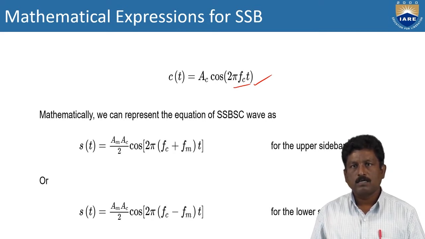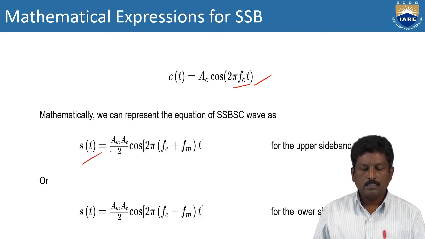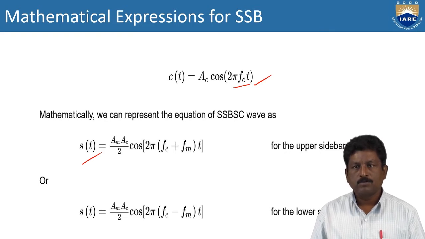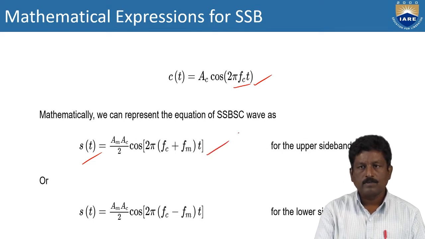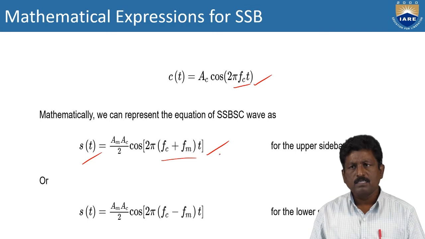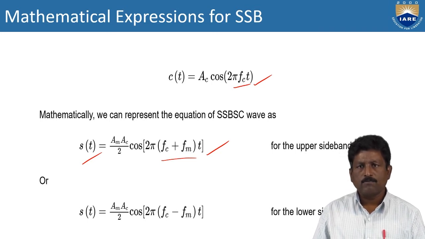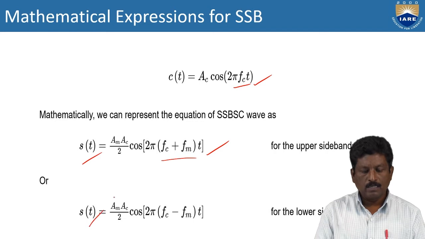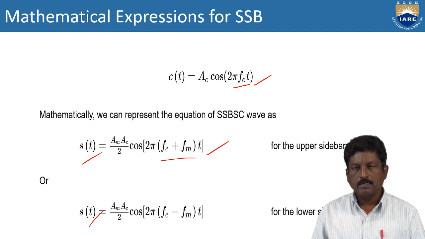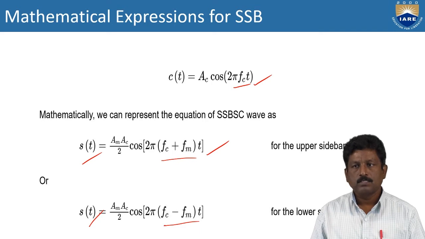After the modulation, mathematically, the upper sideband of the SSB modulated wave is S of t equal to Am Ac by 2 cos 2 pi (fc plus fm) t, because it is above the carrier frequency, that is fc plus fm, it is the upper sideband. Whereas the other one is the lower sideband, given by S of t equal to Am Ac by 2 cos 2 pi (fc minus fm) t. It is below the carrier frequency, that is fc minus fm, so it is the lower sideband.